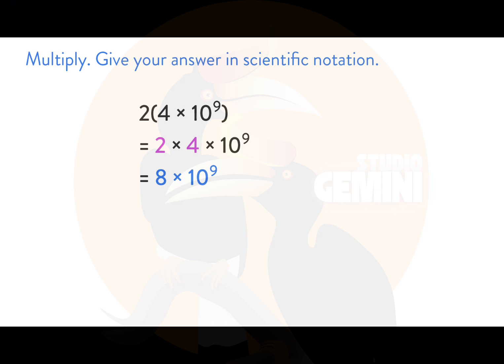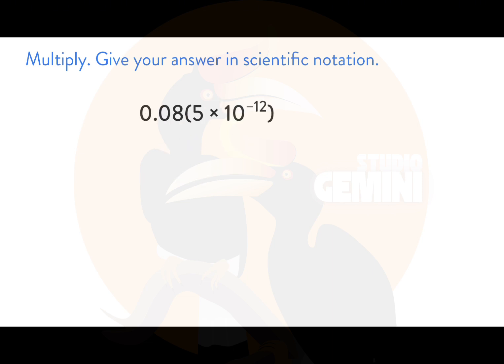Let's try another one. This time we're multiplying 0.08 and 5 times 10 to the power of negative 12. And since this is all multiplication, we don't need the parentheses. Let's multiply 0.08 and 5. When we multiply 0.08 and 5, we get 0.4 times 10 to the negative 12th power. But this number is not in scientific notation. Remember, in scientific notation, the first factor is greater than or equal to 1 and less than 10. But 0.4 is less than 1.